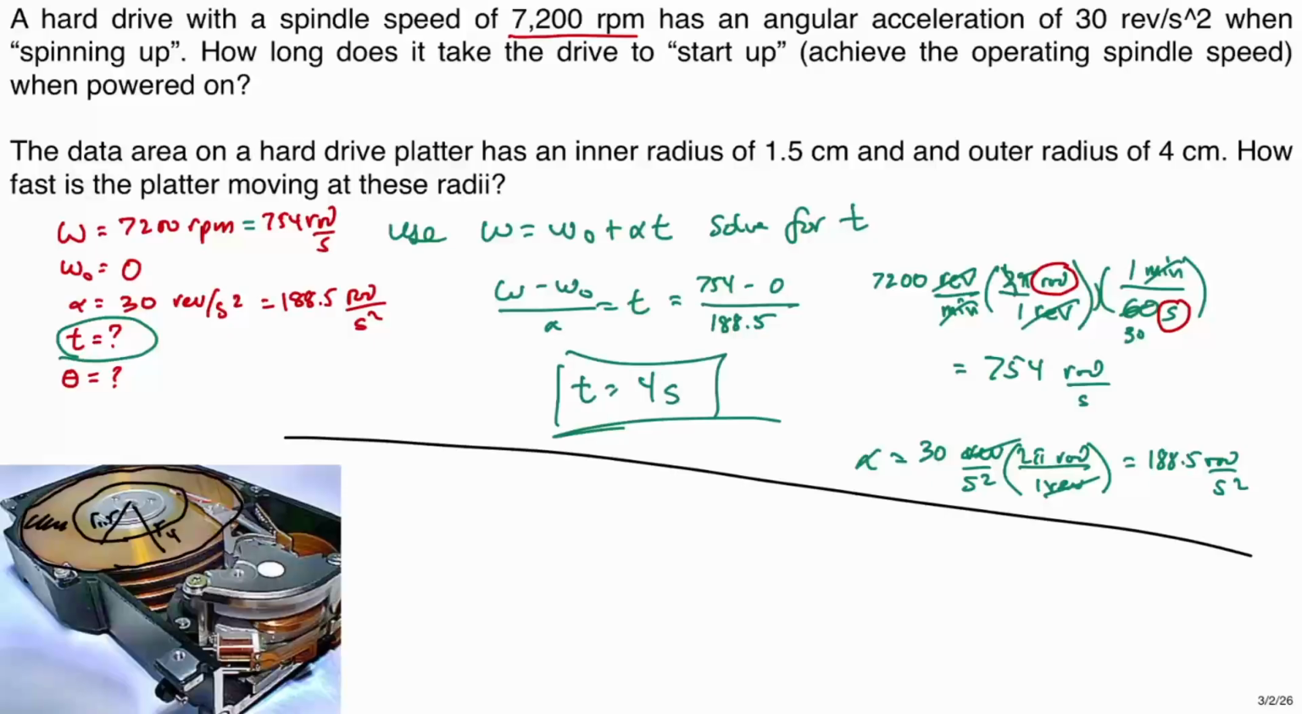And they want to know how fast the platter is moving at those 2 different radiuses. Well, this is kind of a funny question because what is omega at the inner radius? Drive's already spun up, it's at full speed. What's the angular velocity? 754 radians per second, or 7,200 RPM. What is it at the outside edge? The same, right? The platter is going through the same angle in the same amount of time, right?